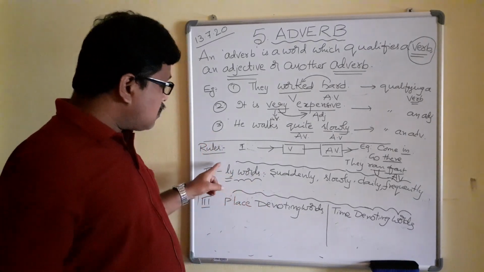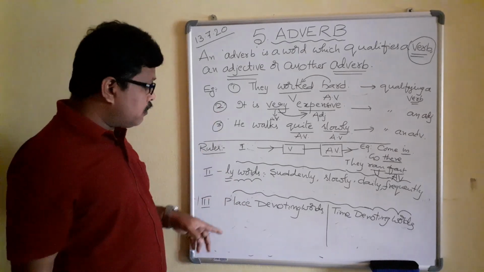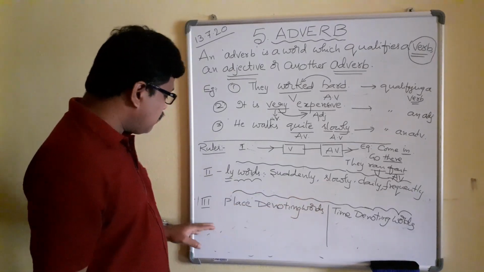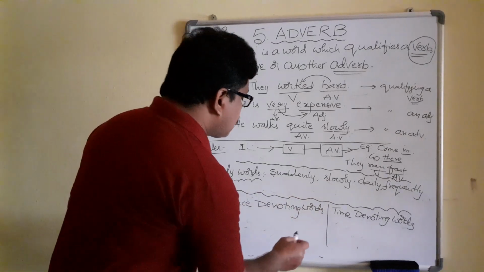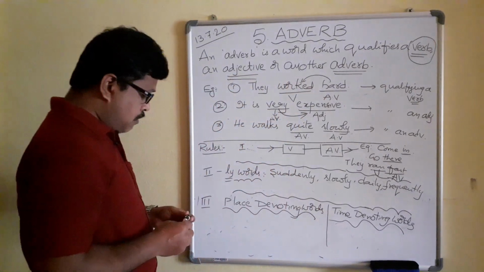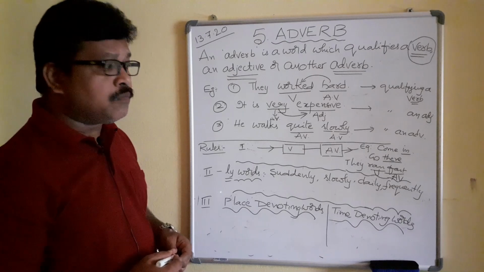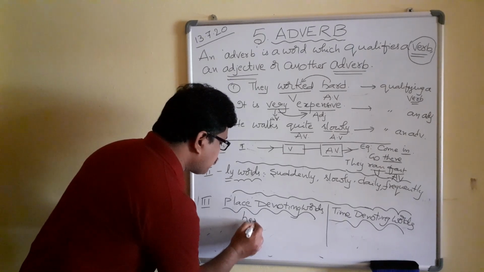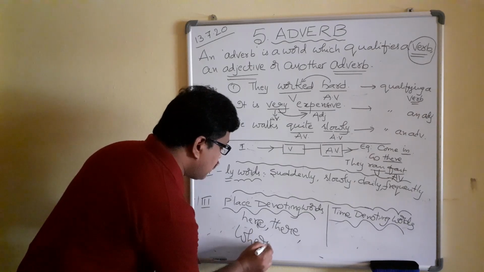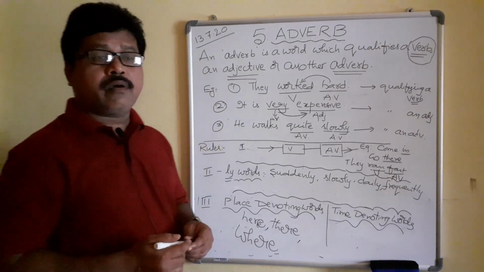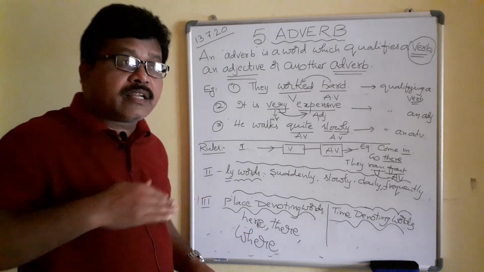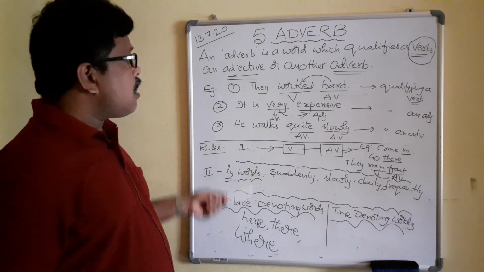So those are rules for adjectives. Similarly, here also we have some rules for adverbs. The words which end with ly are adverbs. Now the third one is place denoting words and time denoting words. Place means, for example, here, there, where, everywhere, nowhere, anywhere. All these are place denoting words, that is, these are adverbs.